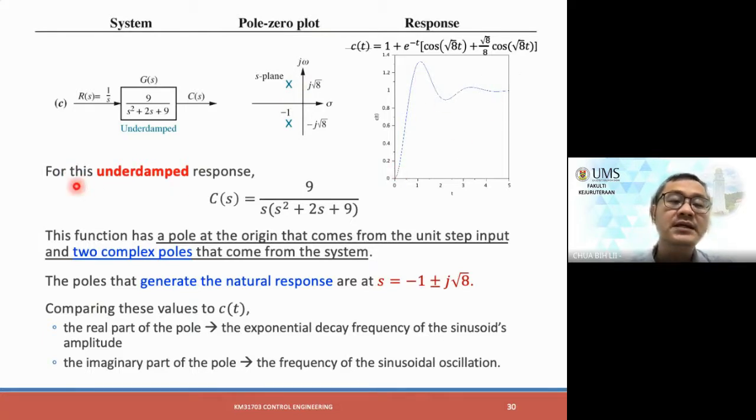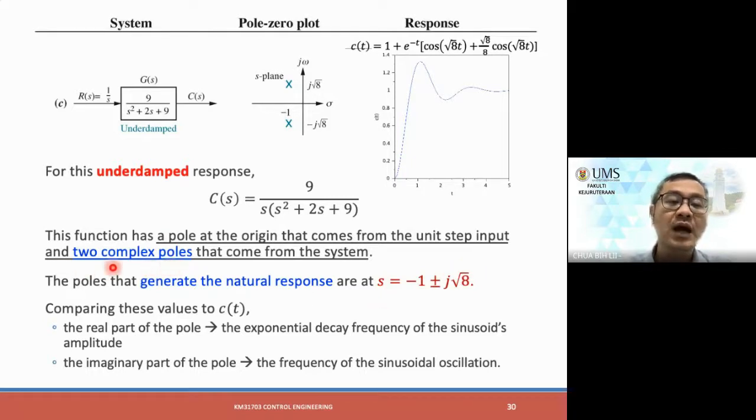Now for a second plot, the underdamped response system. We can see that for this particular equation, s squared plus 2s plus 9, if you intend to solve this one, you would get minus 1 plus minus j times the square root of 8. There is an imaginary solution or root itself. We call this a complex pole.